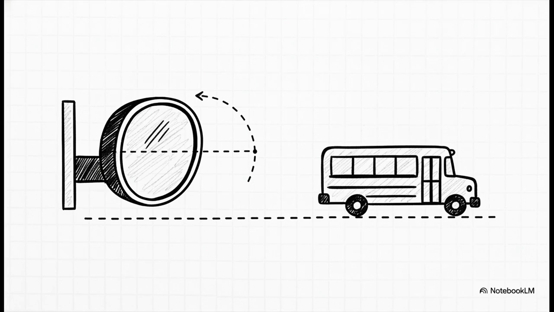Excellent. Now let's solve a problem for a convex mirror. This is the kind you often see on vehicles as rear-view mirrors. So a bus is 5 meters away from a convex mirror, and this mirror has a radius of curvature of 3 meters. We need to find the position and nature of the image.